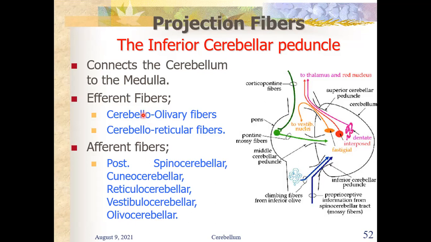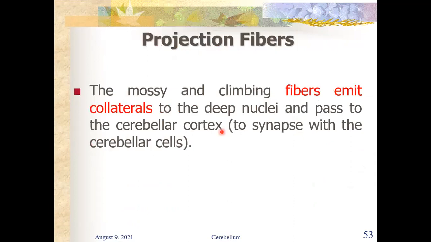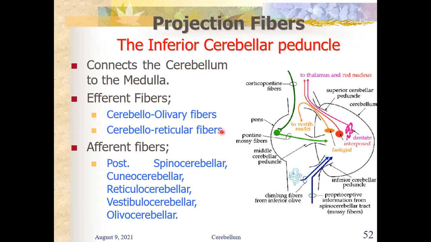Meanwhile, the efferent fibers are the cerebello-olivary fibers, fibers from the cerebellum to the olivary nucleus, and from the cerebellum to the reticular system, cerebello-reticular fibers. So we also have projection fibers. Now, we're still in projection fibers.